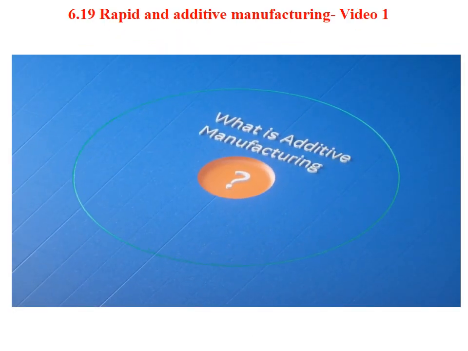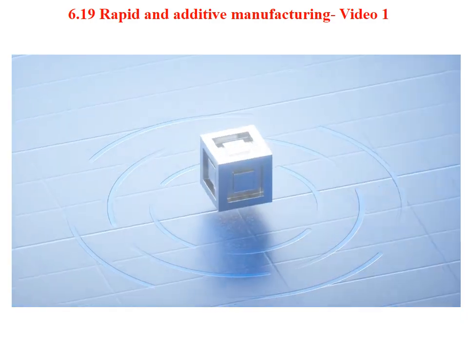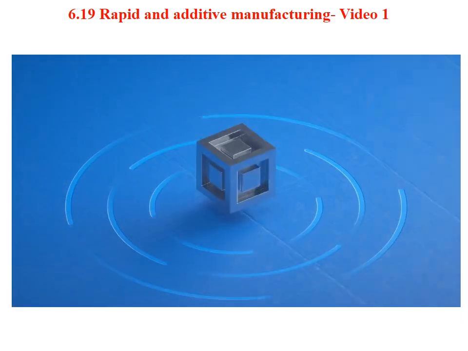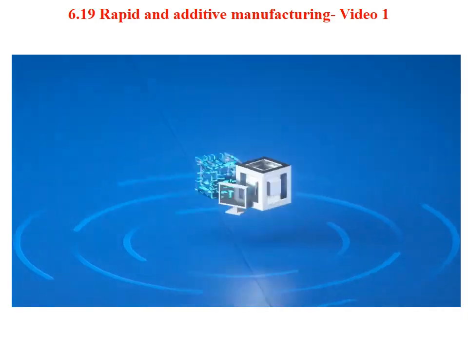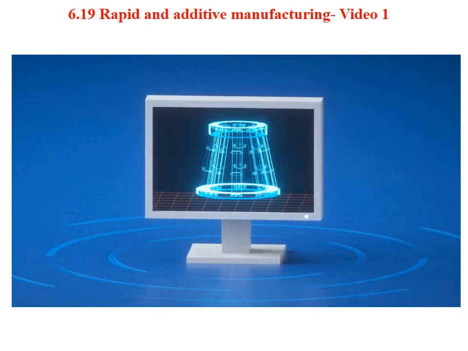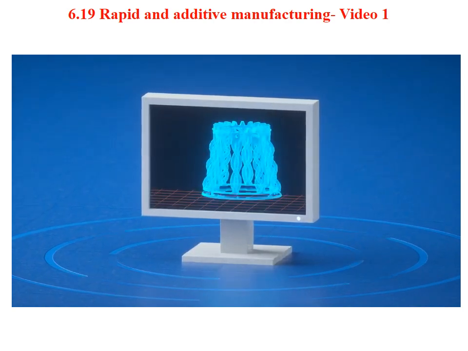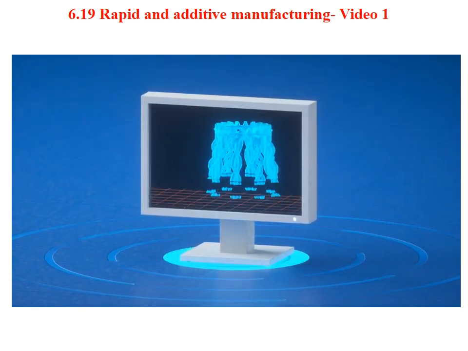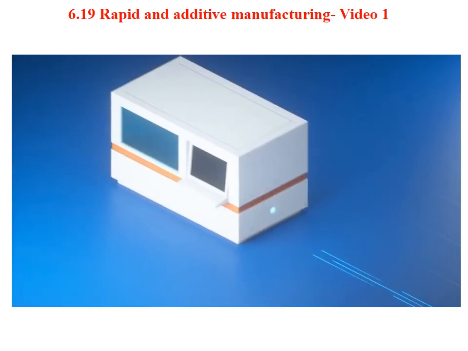What is additive manufacturing? Additive manufacturing, also known as 3D printing, is a process that creates a physical object from a digital design. An engineer designs the object using computer-aided design, or CAD, software. The 3D design file is then sliced into thin layers and uploaded to an additive manufacturing machine.